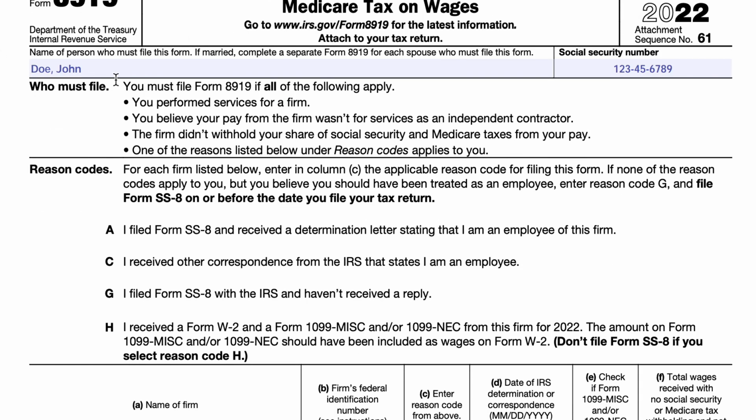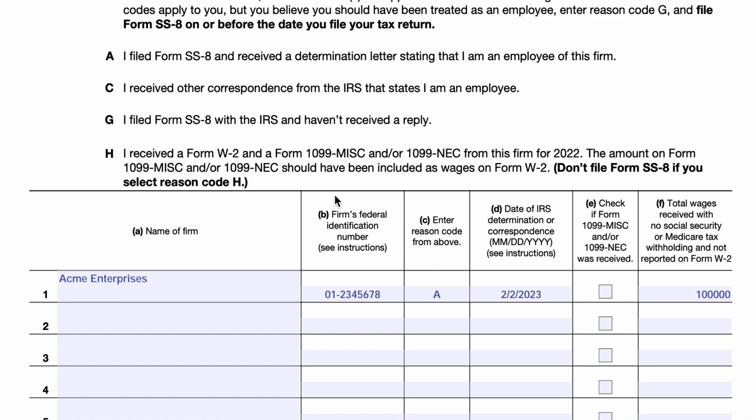So we've completed the top of the form, John Doe, Social Security number, and then the name of his firm. He's got one job. It's with Acme Enterprises. We've completed the name of the firm, the identification number. In this scenario, John actually did receive a response to his filed Form SS-8 indicating that he is an employee of Acme Enterprises. Received it on a certain date. Actually, we'll put down that he did receive a 1099 instead of a W-2.